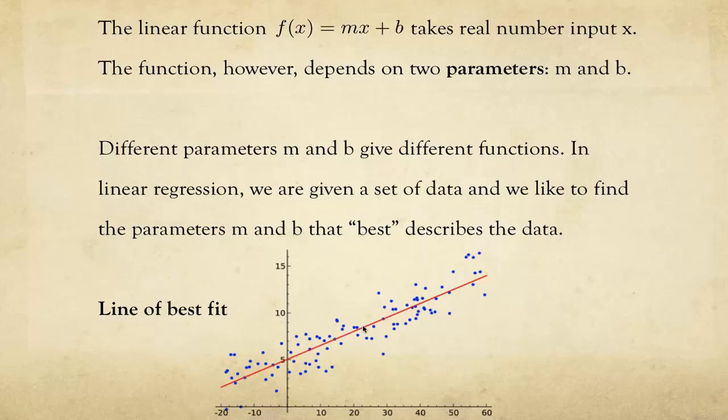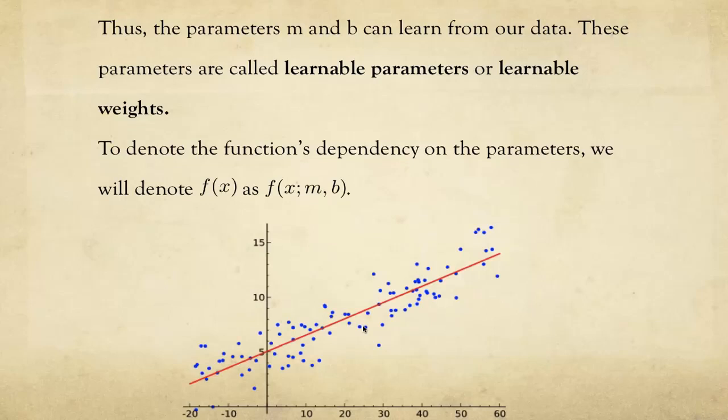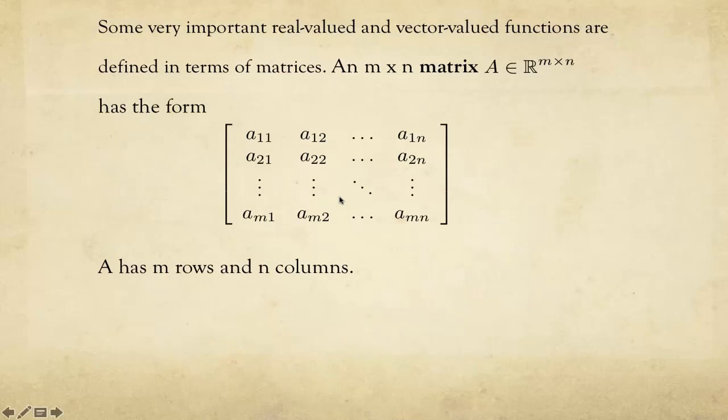And it turns out that linear regression is a very simple machine learning algorithm. So these parameters m and b can learn from the data. The parameters are also called learnable parameters or learnable weights because they can learn from data. And so, as we mentioned in lecture 1, we denote the dependency of f on these parameters by writing the parameters after the input, and we separate it using a semicolon. So for example here, f of x, semicolon, m, b: x is the input, m and b are the parameters.